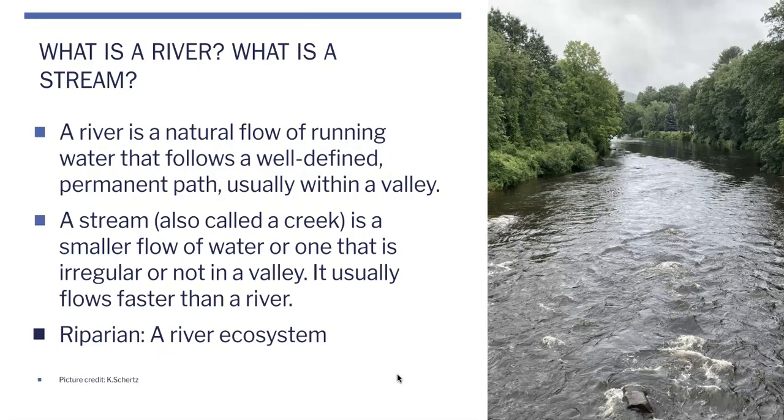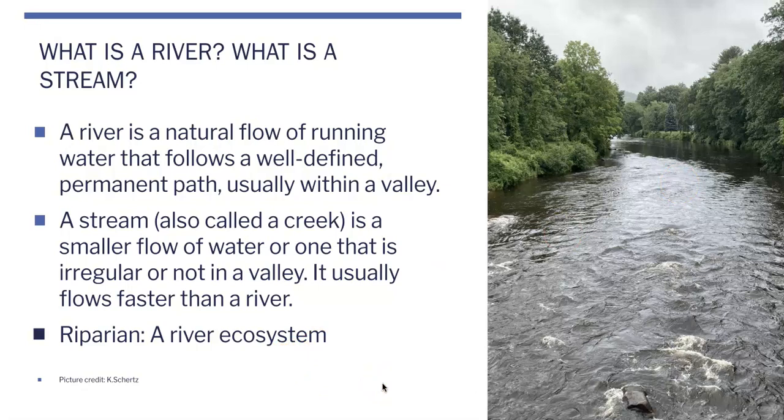What is a river? What is a stream? So a river is a natural flow of running water that follows a well-defined permanent path, usually within a valley. So it's very technical. A stream is also called a creek. Where we live, we have places like Bouquet Creek that flow into the Santa Clara River. This is a picture I took last summer in New Hampshire of a river. I think I took this from a covered bridge.